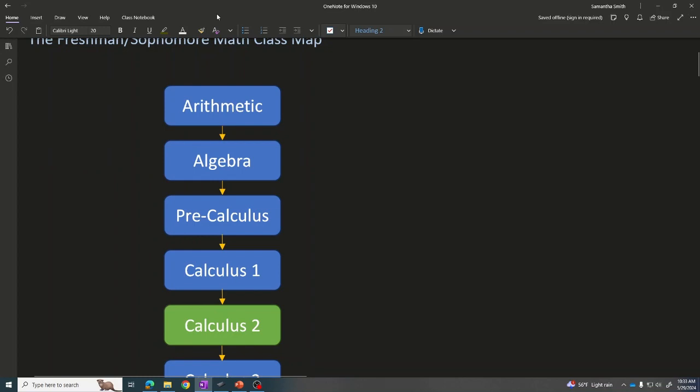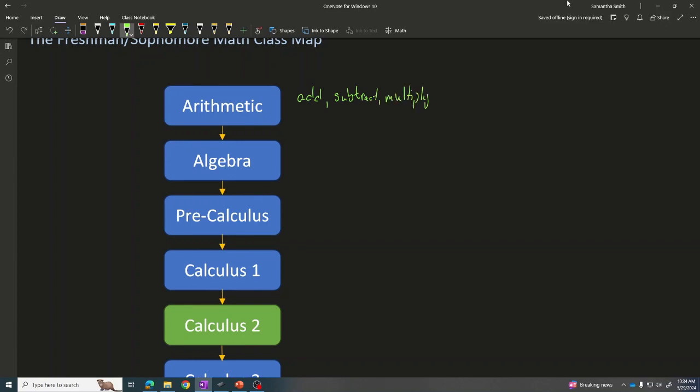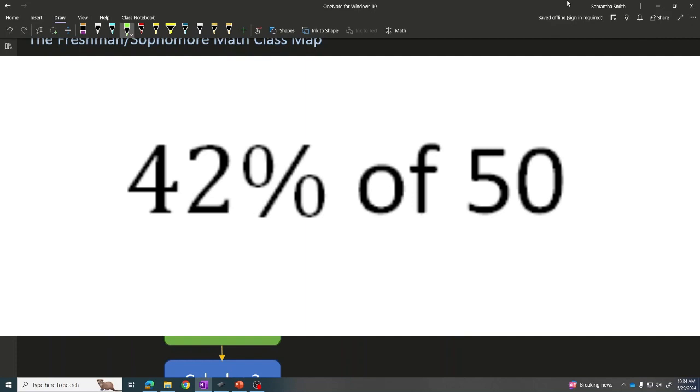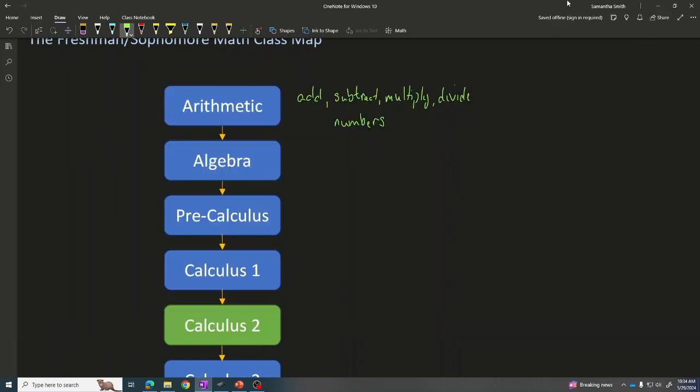You start off in arithmetic, and arithmetic is all about how to manipulate numbers. And arithmetic is where you learn how to add, where you learn how to subtract, where you learn how to multiply and divide numbers, whether they be whole positive numbers, whole negative numbers, fractions, decimals, percents. Arithmetic is all about manipulating numbers.